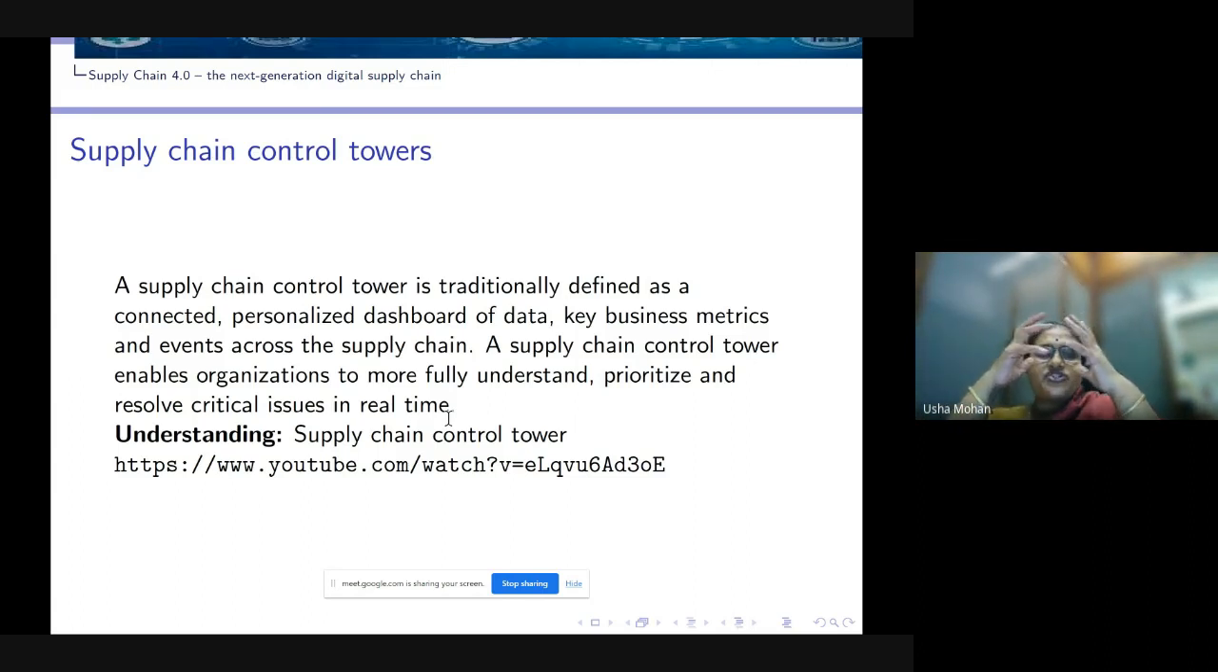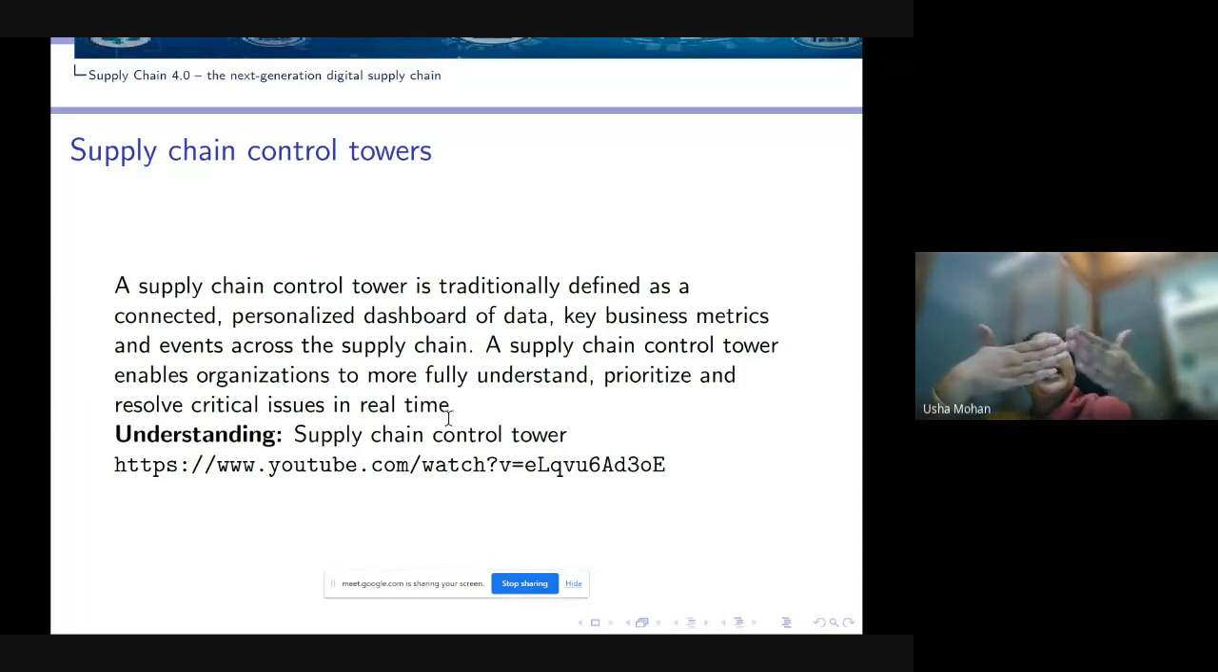Now, all of us know that there was a very recent Suez Canal blockade. All of us know about it. Have you heard about the Suez Canal blockade? Yeah. Now, what was the impact of the Suez Canal blockade on supply chains? What do you think would have been the impact of the Suez Canal blockade on the supply chains? Anyone, please?